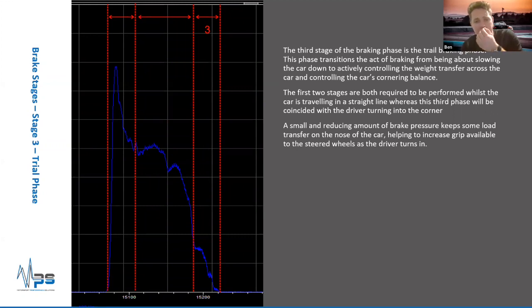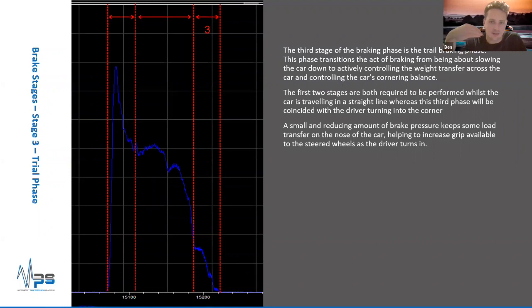it's good to consider the brake application in isolation. The first two phases' main priority was to slow down the car, whereas as we reach the third phase, it's much less about slowing down the car and more about controlling the load transfer across the car. So we're using significantly less brake pressure than we did earlier in the corner, and all that's doing is making sure the driver has control of keeping load slightly on the front.